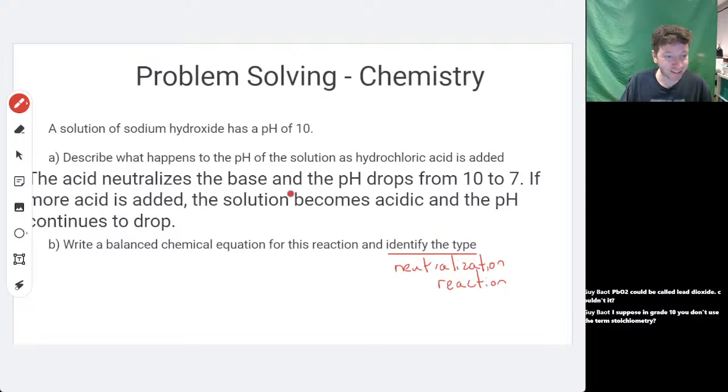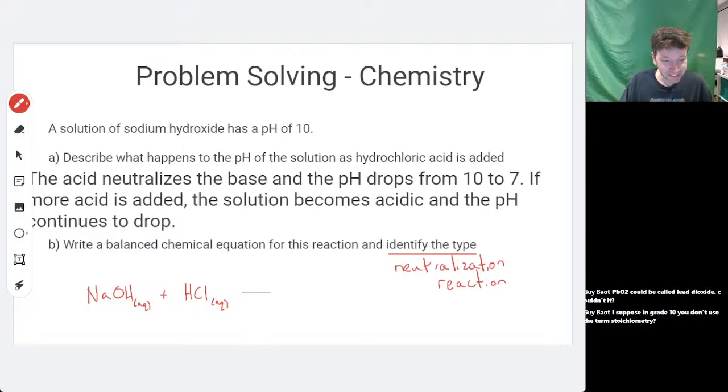Right, and now let's write it out. So we have sodium hydroxide, NaOH. We'll put in our states, but the grade 10s don't need to worry too much about the states, not until grade 11. Plus hydrochloric acid, although I do insist if they're doing an acid, always write aqueous.